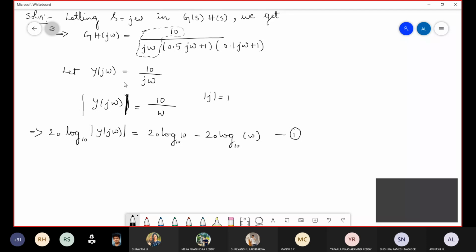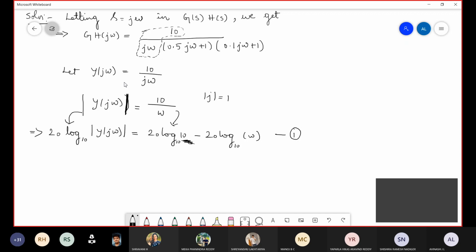So this is clear to you, all of you? Any doubt in this particular scenario? No, sir. If you take 20 log to the base 10 on both sides, here it will be 20 log to the base 10 of Y(jω), and here also 20 log to the base 10 of 10 divided by omega. So you separate the terms: 20 log to the base 10 of 10 minus 20 log to the base 10 of omega.